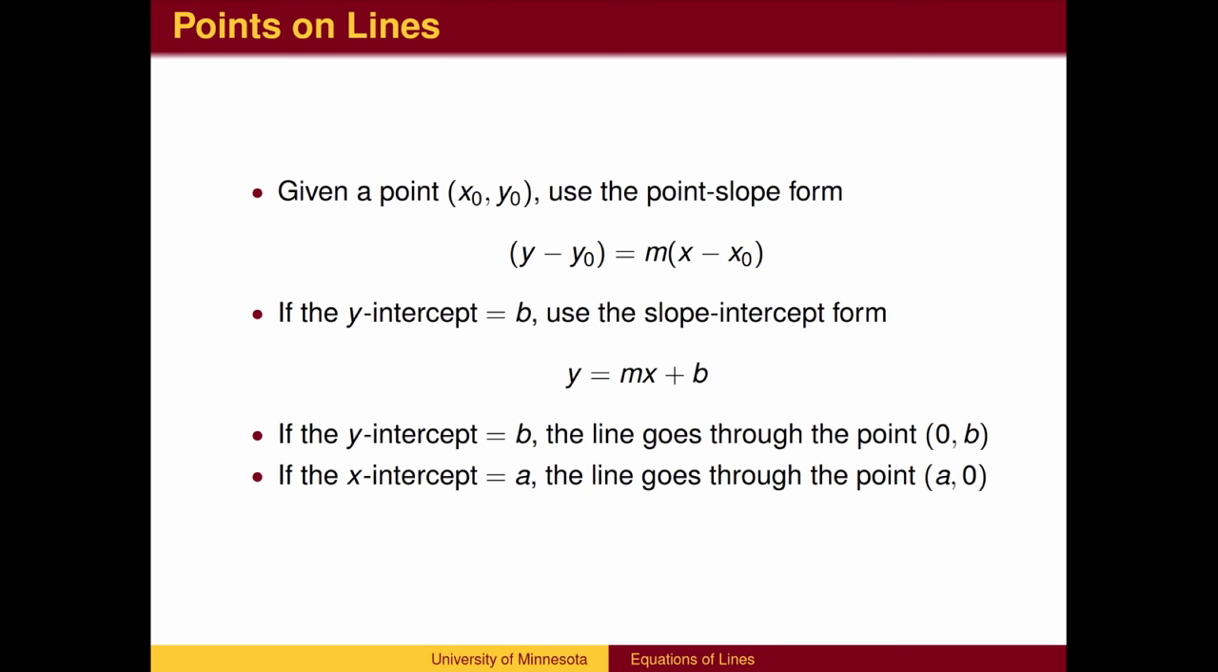In addition to the slope, we need to know a point on the line. If given an arbitrary point, we can use the point-slope form. If given the y-intercept, we can use the slope-intercept form, or use the fact that if the y-intercept is b, then the line goes through the point (0, b). In that case, the point-slope form becomes the slope-intercept form. If the x-intercept is a, the line goes through the point (a, 0).